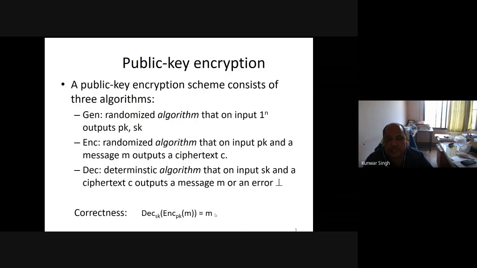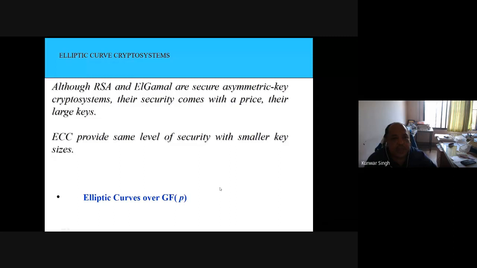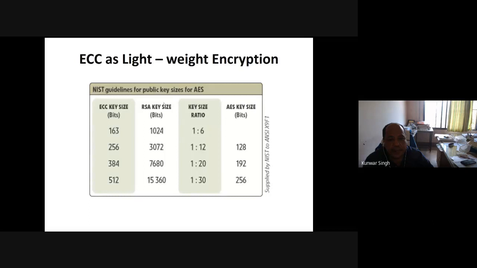So RSA and Elgamal, you might have seen, these are the two well-known public key crypto systems, and they are not very efficient. This is the RSA and the Elgamal. Almost both are the same in security level, and efficiency wise, both are the same.